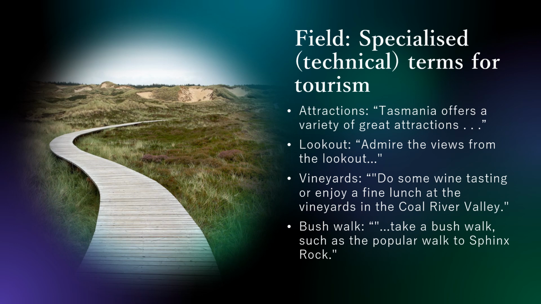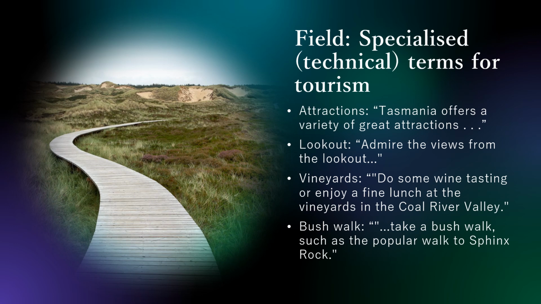In this case, tourism. Some of the examples include the word or the term attraction, as you can see in the excerpt. Tasmania offers a variety of great attractions, and so on. So while not highly specialized, the term attractions in the context of travel refers to points of interest or places worth visiting. Another example is the word lookout, which means a designated area or a point that provides a panoramic view, often used for sightseeing.